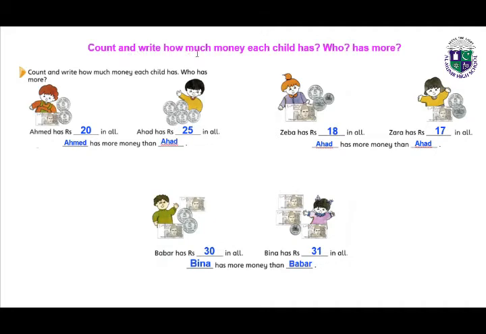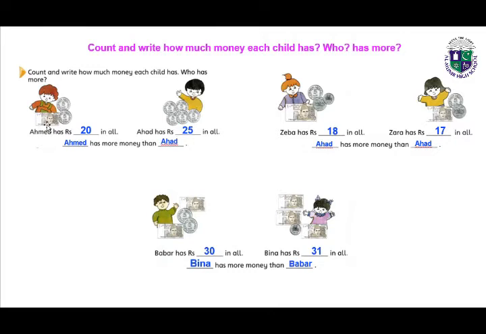Count and write how much money each child has. Who has more? First we have to count the money, and then we have to tell how much money each child has and who has more money. The first one is count and write how much money each child has and who has more.